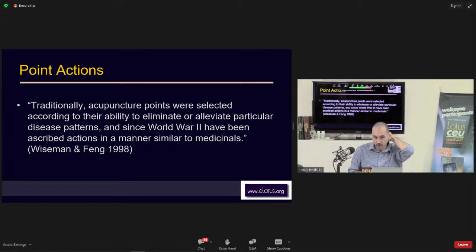One is from Weissman and Fung. This is from the Practical Dictionary. And again, all the references to these, if you want to go back and find the sources, are in the reference list at the end of the PowerPoint. So here, Weissman and Fung say, traditionally, acupuncture points were selected according to their ability to eliminate or alleviate particular disease patterns, and since World War II have been ascribed actions in a manner similar to medicinals. In other words, similar to herbs.